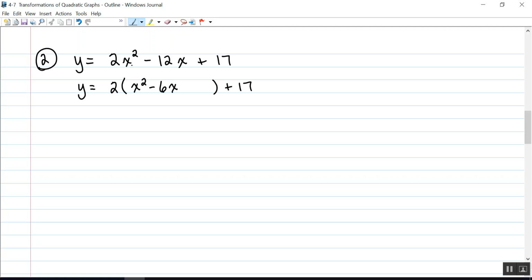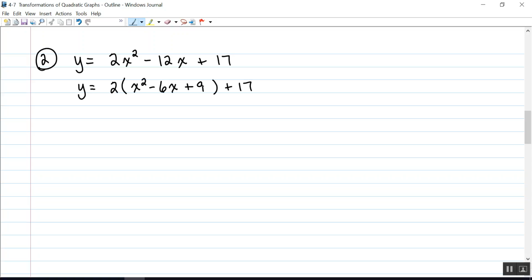Notice what I did was I took my first two terms, factored out a, and left that in the parentheses. I didn't touch c, just put it outside the parentheses. So now let's complete the square. Half of negative 6 is negative 3, squared is 9. So I'm going to add a 9 here.